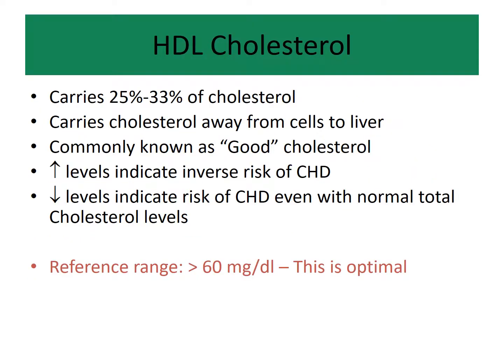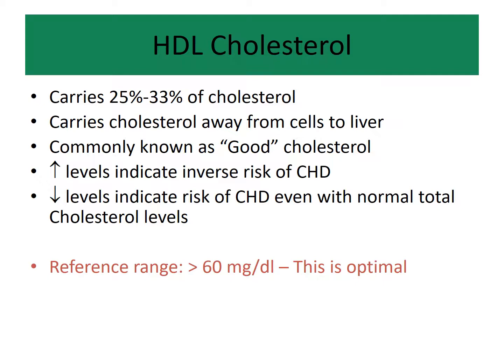HDL then, high-density lipoprotein, is called the good cholesterol. It carries only about 25 to 33% of cholesterol, so it is able to pick up cholesterol from the cells and take it back to the liver. In this case, increased levels of HDL are indicative of inverse risk of coronary artery disease. Decreased levels indicate a risk of coronary artery disease even when total cholesterol is normal. HDL is known as a negative risk factor. Thus, increasing HDL reduces the risk of coronary artery disease.